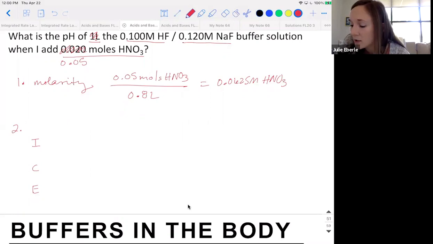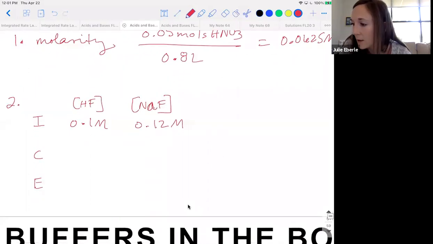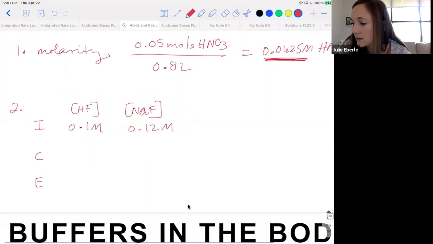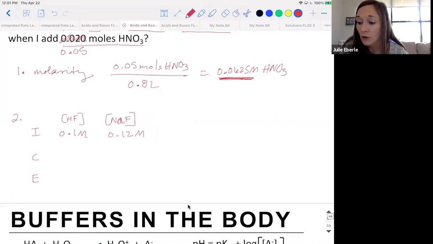Now we're going to plug this into our ICE chart. So we have the concentration of HF, concentration of NaF. Initially, it's 0.1. These initial numbers will always be the same, and you want units of molarity, not moles. Okay, this is molarity. Now we're going to plug this in as our change. When you add a strong acid to your buffer system, that's what we're doing here. What goes up and what goes down? Remember, go look at that buffer diagram. Your buffer components respond to neutralize. Here, we're neutralizing a strong acid. What goes up, what goes down? This is going to tell us what plus and minus signs go on which column.